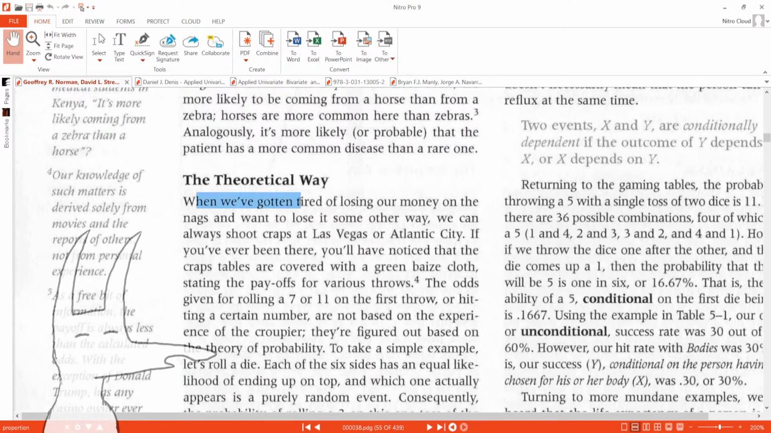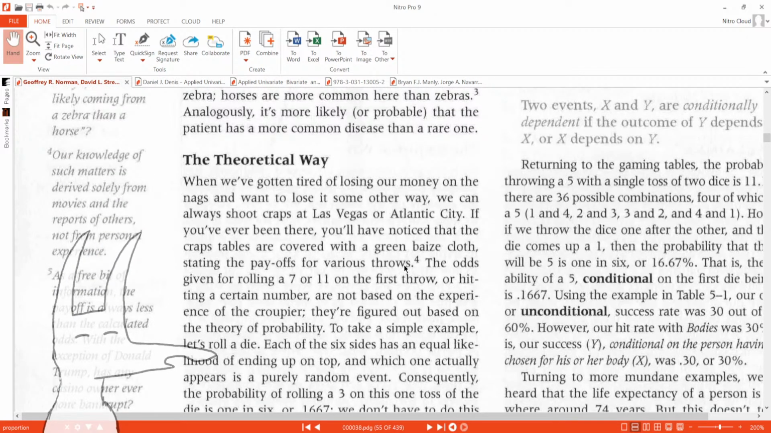When we've gotten tired of losing our money on the nags and want to lose it some other way, we can always shoot craps at Las Vegas or Atlantic City. If you've ever been there, you'll have noticed that the craps table... Oh, craps is a game, yeah, I was wondering what craps meant here, but I just remember now, craps is a game. It's like a card game or something. Is it a card game? Our knowledge of such matters is derived solely from movies and the reports of others, not from personal experience. Sure thing.